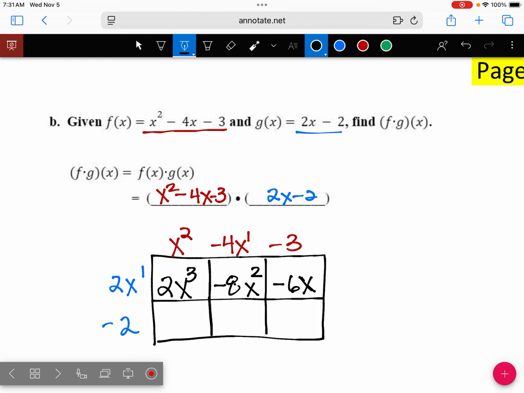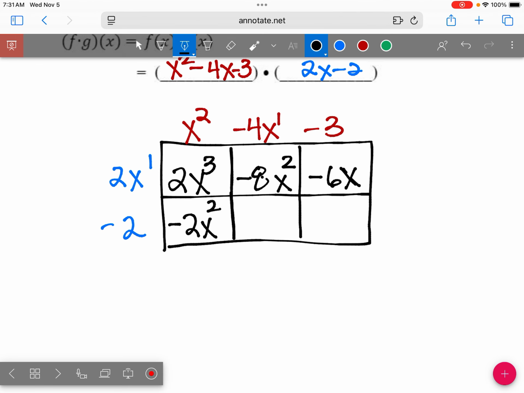All right, go ahead and fill in your bottom row. So you're going to take the negative 2 times x squared, which will be a negative 2x squared. And then you have negative 2 times negative 4. And the negative times the negative becomes positive. And then I have a positive 6.